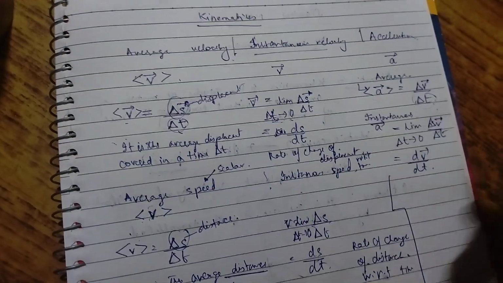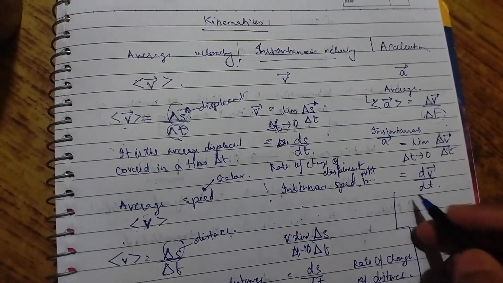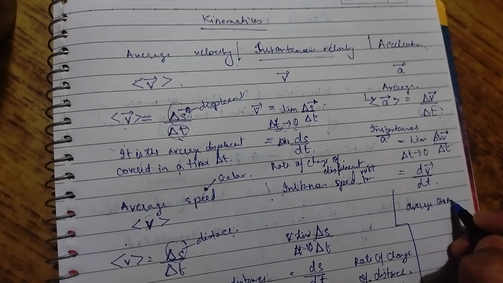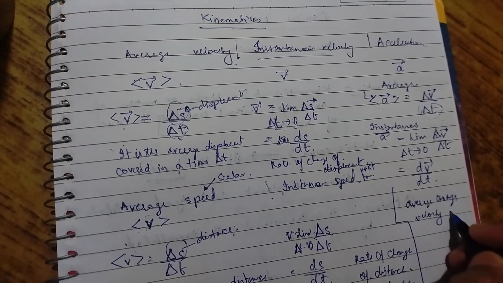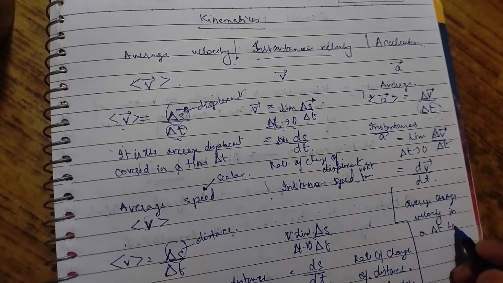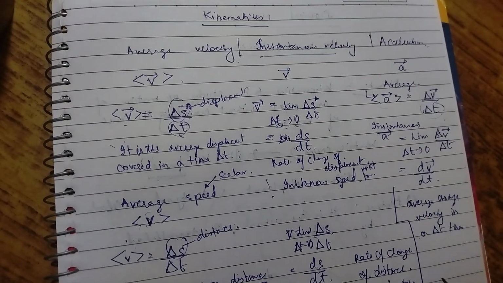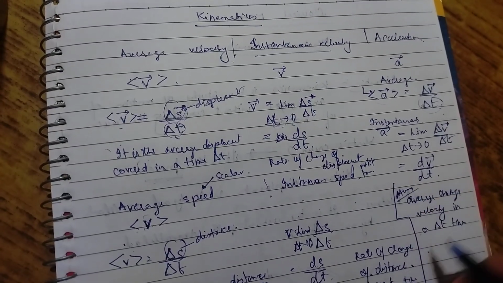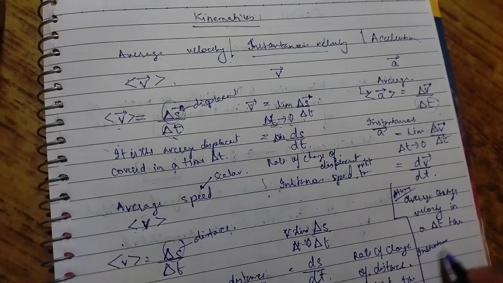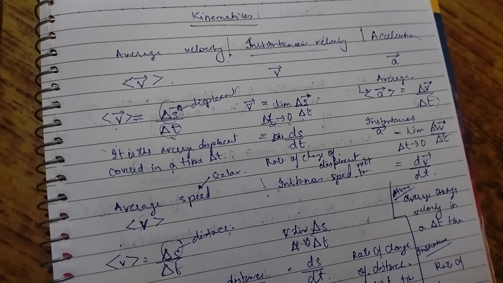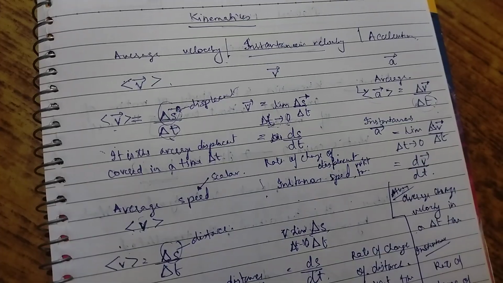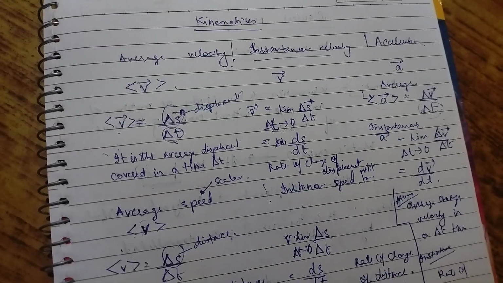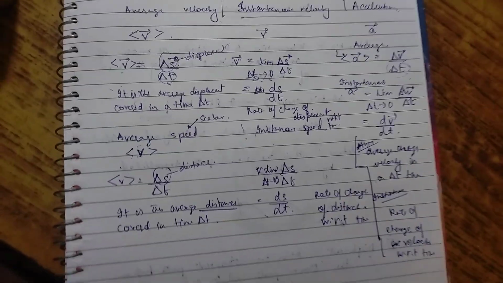If we write about acceleration, average acceleration is the average change in velocity in a delta t time, and instantaneous acceleration is the rate of change of velocity with respect to time. We can see an example.